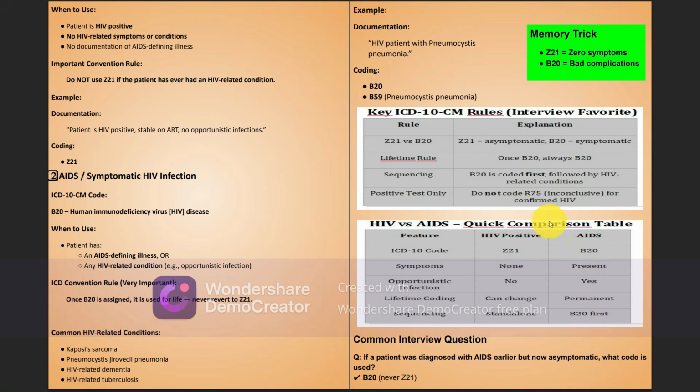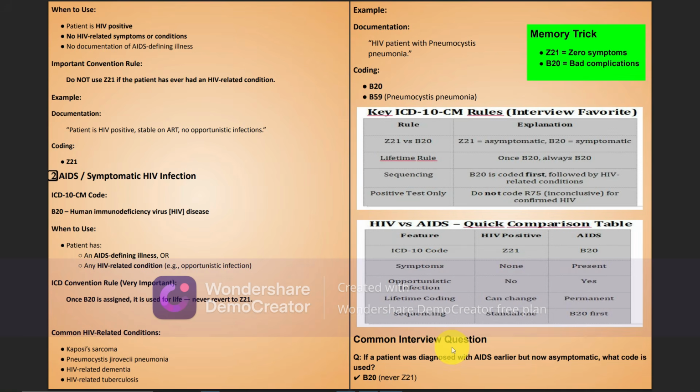HIV versus AIDS quick comparison table. ICD-10: HIV positive is Z21, AIDS is B20. Symptoms: no for HIV, for AIDS symptoms are present. Opportunistic infections: no for HIV, yes for AIDS. Lifetime coding: Z21 can change, B20 is permanent. Sequencing: Z21 is standalone, B20 is first. So this is the guideline.